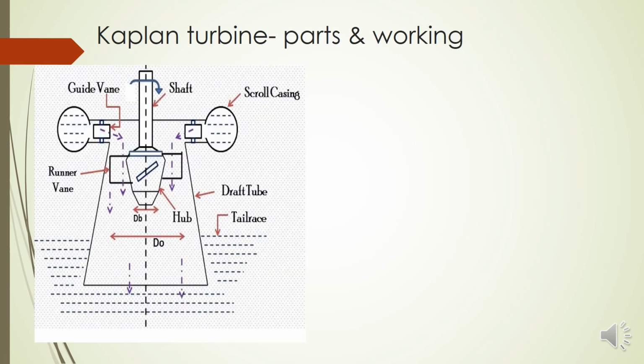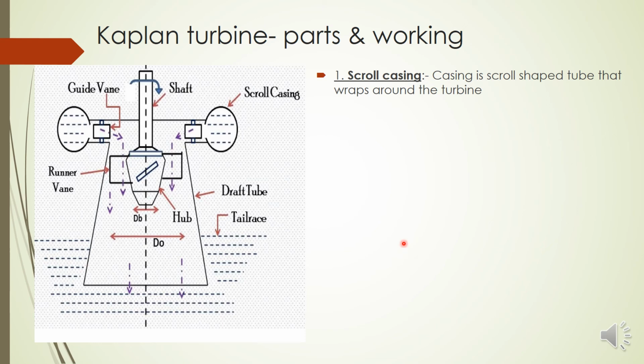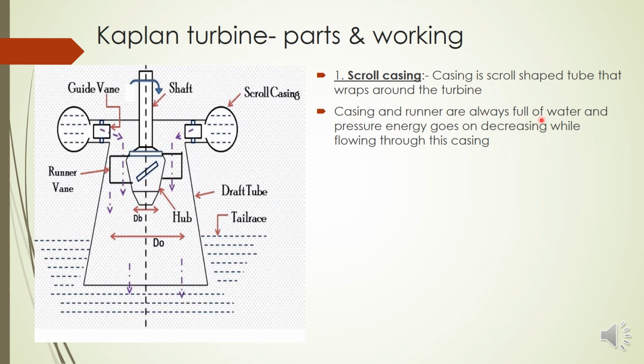Now the parts. Here also we have four parts. First one, a scroll casing. Here the casing is a scroll-shaped tube that wraps around the turbine. So the orientation is different. Here the axis is vertical, the shaft is vertical, and the casing will scroll around this shaft and wrap the turbine. It will always be full of water. The pressure energy is initially high and goes on decreasing because its area is decreasing. And they are made of concrete, cast steel or plate steel.